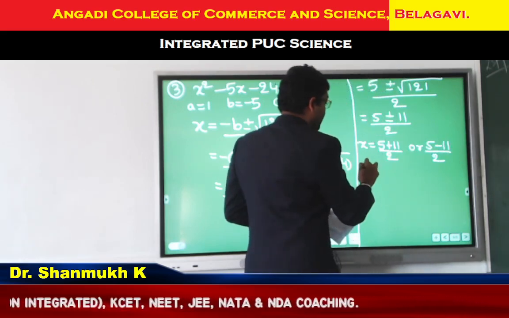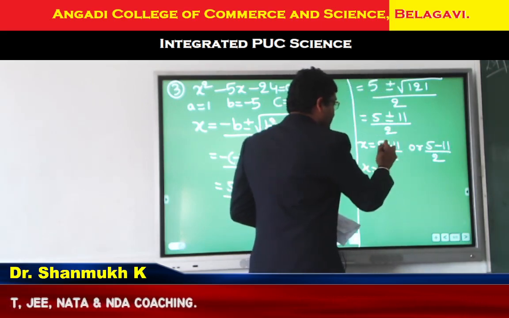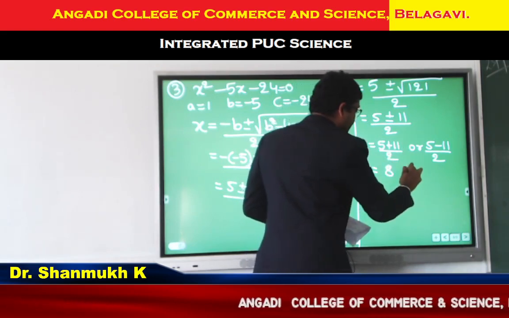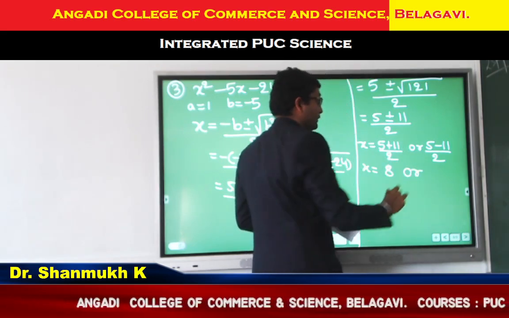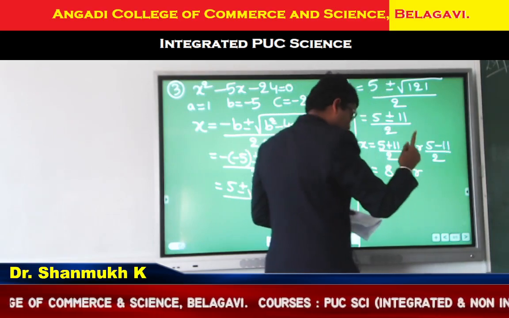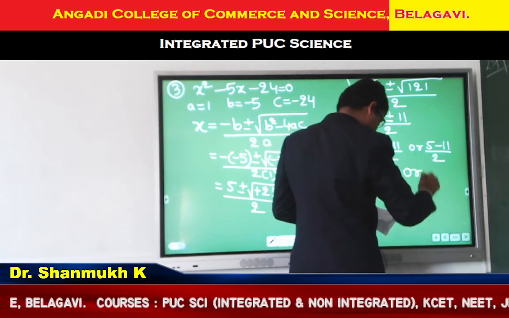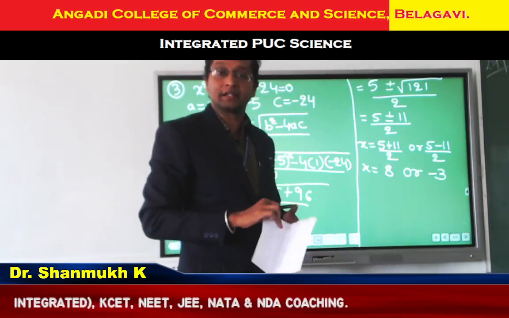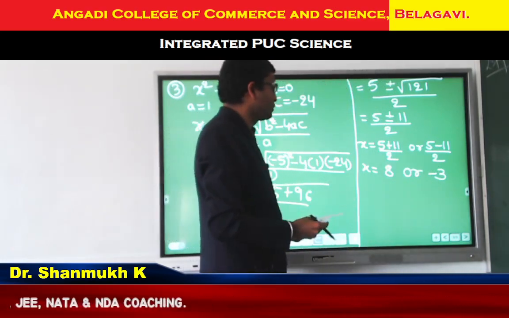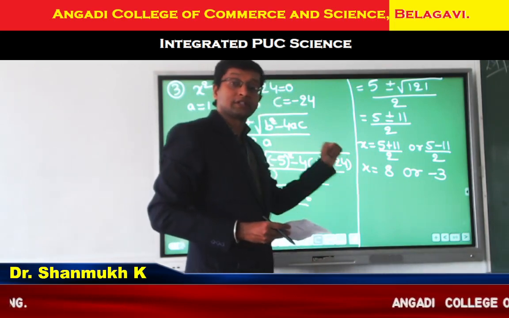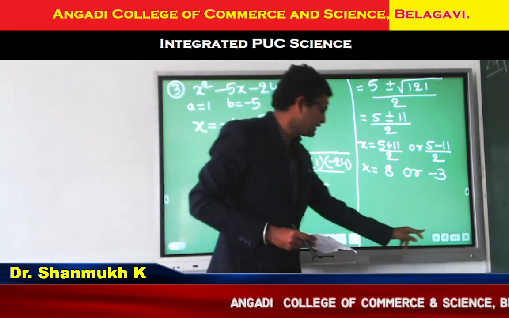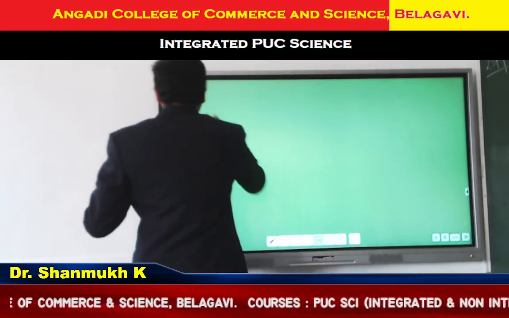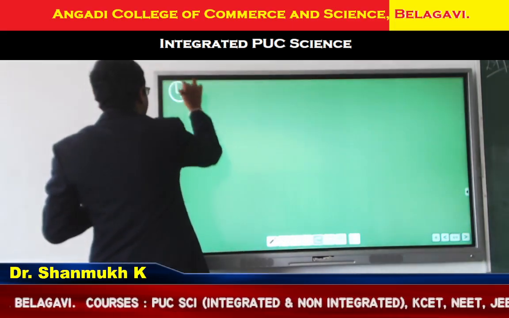So next we get 5 plus 11 as 16. 16 by 2, we get 8 as a solution. One more, 5 minus 11, we get minus 6. Minus 6 divided by 2, we get the solution as minus 3. So this is a quadratic equation and its solutions. We'll move to our next example. You can solve along with me. So these are all possible questions.